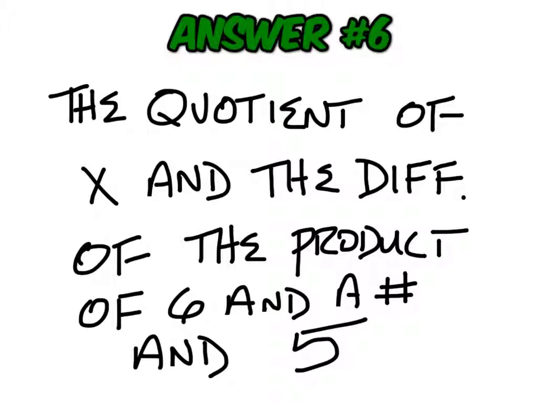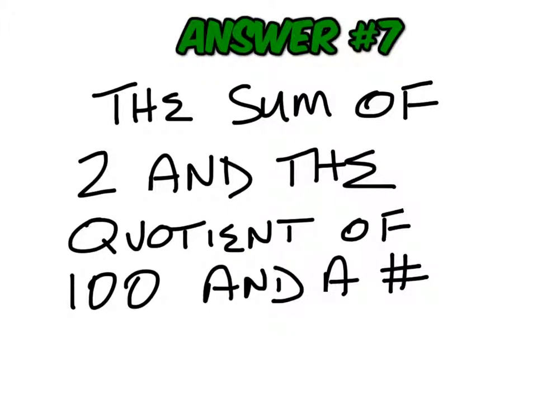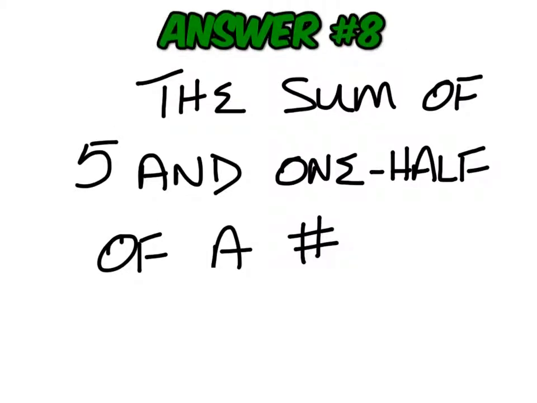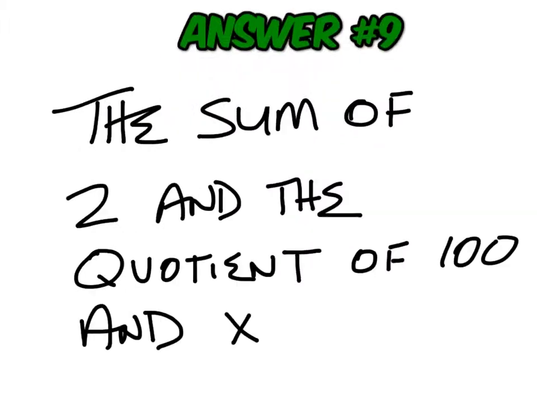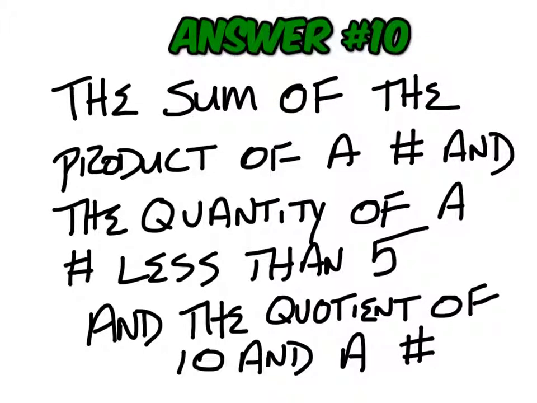Number 6, the quotient of x and the difference of the product of 6 and a number and 5. 7, the sum of 2 and the quotient of 100 and a number. 8, the sum of 5 and 1/2 of a number. 9, the sum of 2 and the quotient of 100 and x. 10, the sum of the product of a number and the quantity of a number less than 5, and the quotient of 10 and a number.